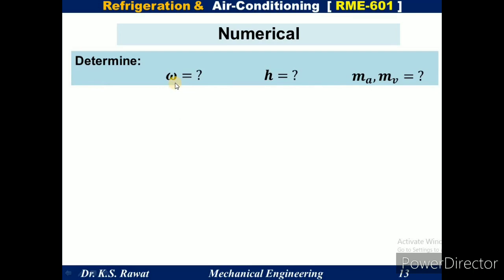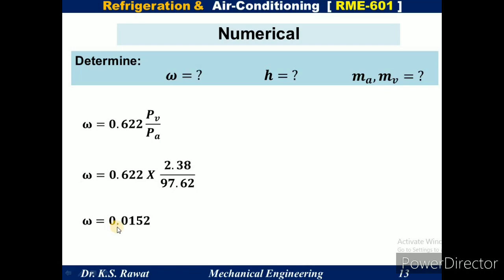Now we are going to calculate the specific humidity. Specific humidity is equal to 0.622 PV by PA. We have the value of PV and we have the value of PA. So we can calculate the value of specific humidity, which is equal to 0.0152. And the unit is kg of water vapor divided by kg of dry air.